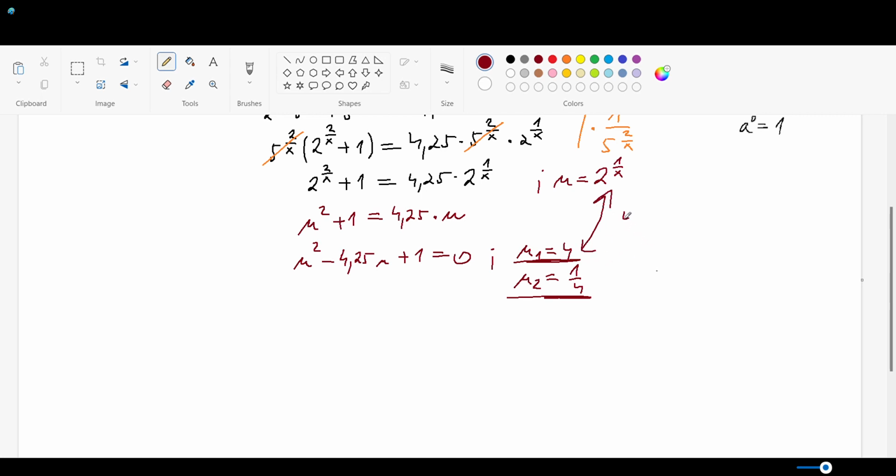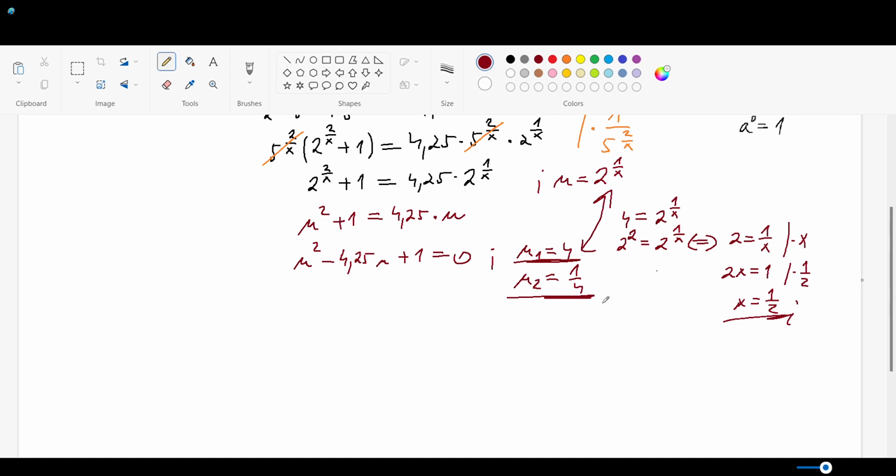And when you connect this information again with the substitution, it means that 4 is equal to 2 to the power of 1 over x, and this is if and only if, because 4 is 2 squared, 2 squared is equal to 2 to the power 1 over x, and this is if and only if 2 is equal to 1 over x, which means times x, 2x is equal to 1, so times 1 over 2, x is equal to 1 over 2.